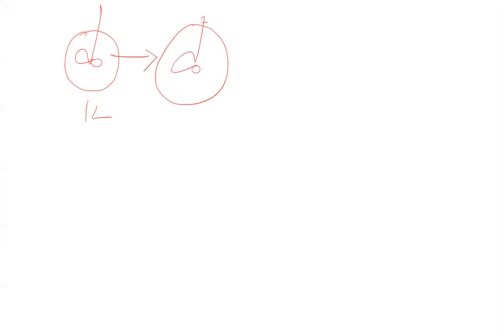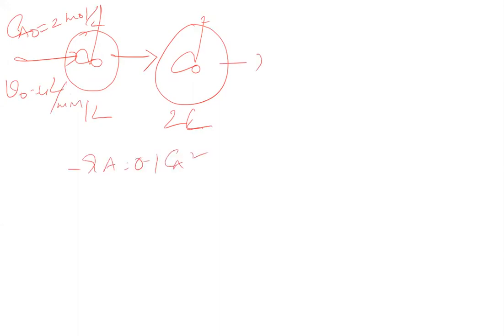So I'll have, let's say, a simple 1 liter CSTR followed by a 2 liter CSTR. Ca naught equal to 2 mole per liter, v naught equal to 4 liters per minute. The kinetics is minus rA equals 0.1 CA squared. Can you estimate what is the conversion here?